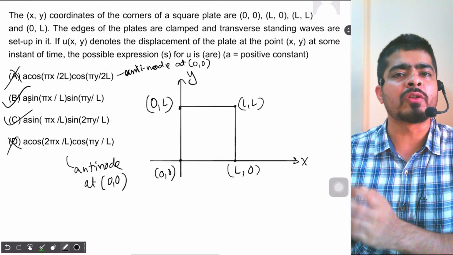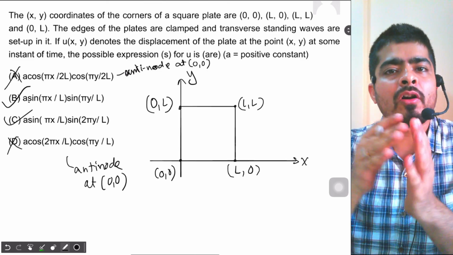Just check the nodes and antinodes getting formed at the corners or the edges of the plate.